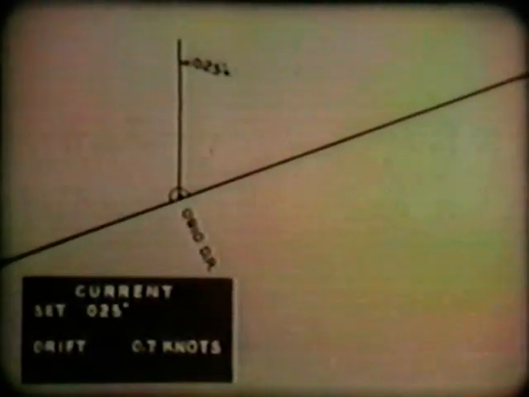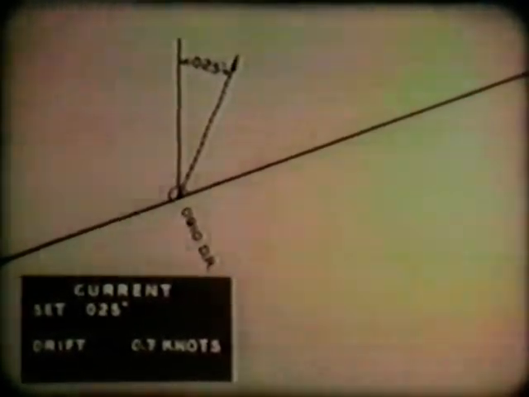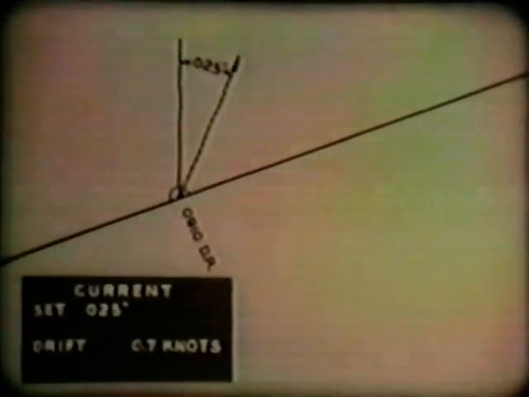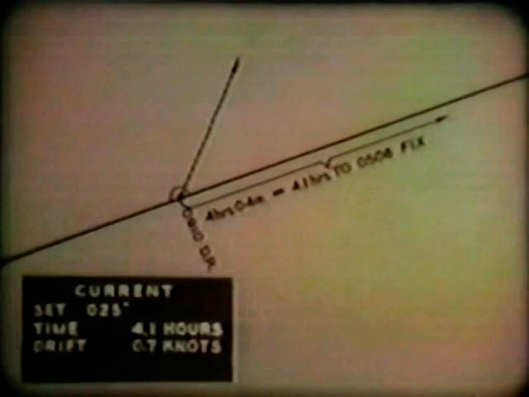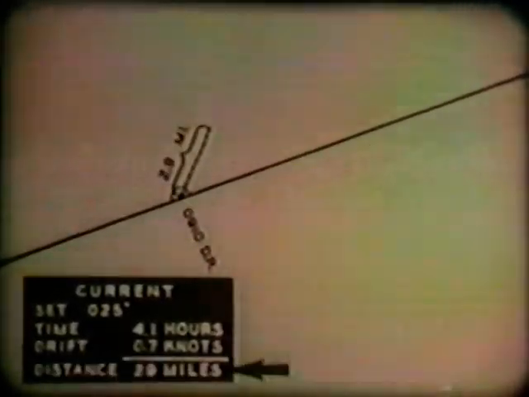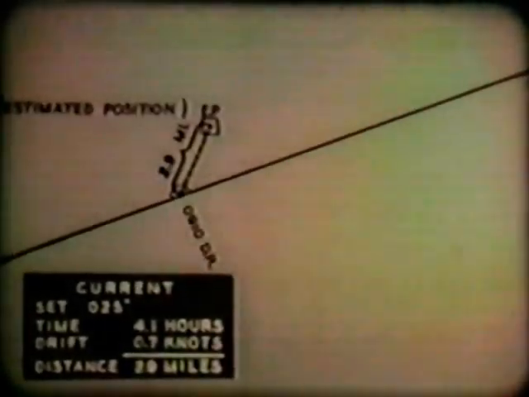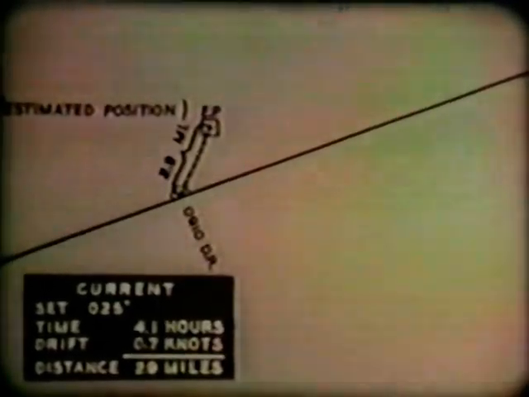To do this, we plot the set of the current just as if it were a course. Since the morning star fix was obtained at 0506, the current has been affecting the ship for 4 hours, 4 minutes, or 4.1 hours. Multiply this by the drift, 0.7 knots, and we have the distance, 2.9 miles, to plot along the set, which gives us this position labeled EP, which means estimated position. This is our best estimate as to our position before the sun sight.